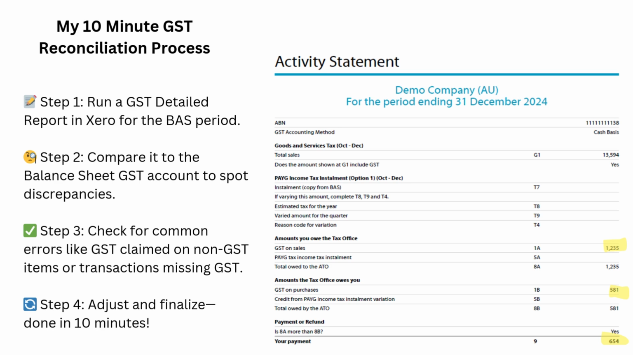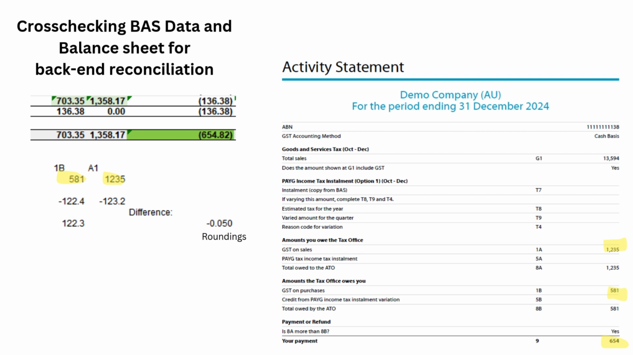Now, if we jump to the next slide, you can quickly see I've just taken a snippet of the bottom end. When you go into the balance sheet and look at the GST transactions, we can see that 1B correlates to the activity statement. 1A correlates to the activity statement. The difference is just the roundings in cents. As we know, BAS is claimed in whole dollars, not cents. And that all looks good. And the final amount highlighted in green, 654, is the payment amount. And that's the cross-check that we want to see in our reconciliation for our GST and our BAS data.